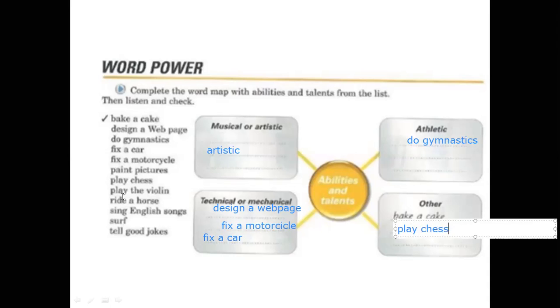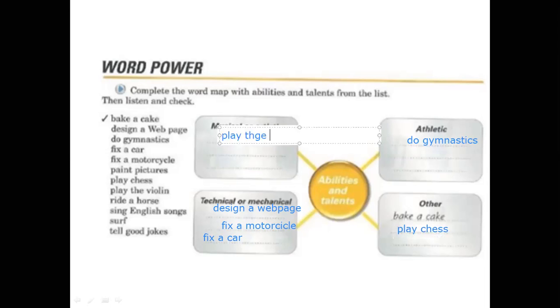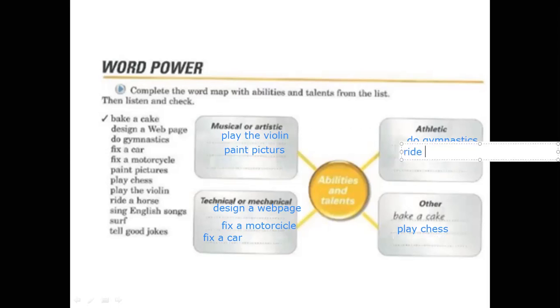All right. How about play the violin? Artistic. Okay, great. It's like play the piano or play the violin, right? And we also have here paint pictures. All right, then how about riding a horse? What is it? Athletic. That's very athletic, isn't it? So to ride a horse is athletic. Okay, great.